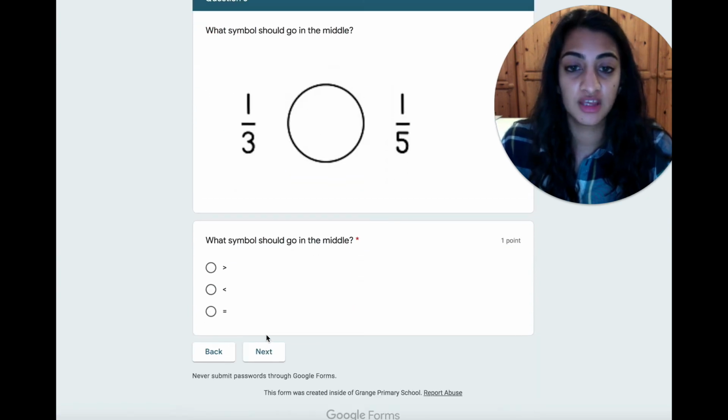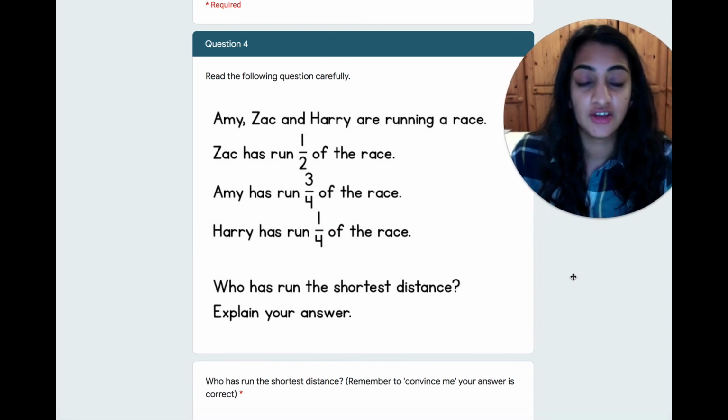Same for this one, think about, do you remember how to compare fractions? Do you remember the rules? Put the symbol in. This one is another worded question.